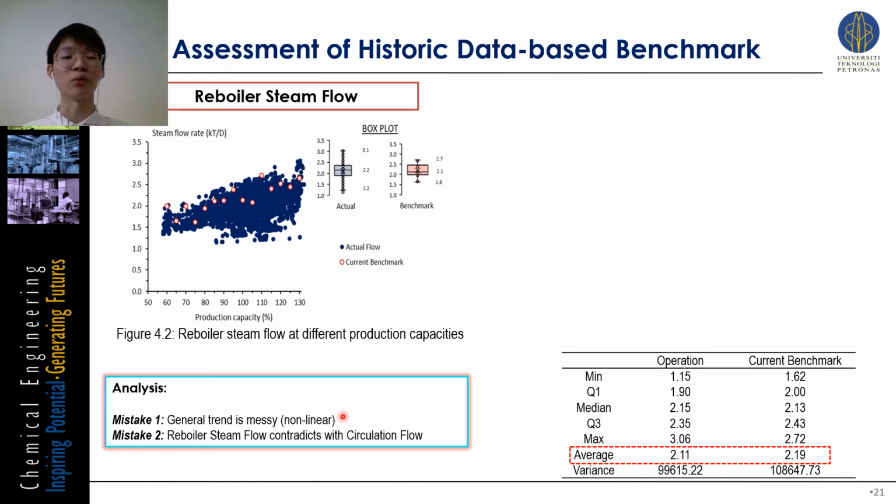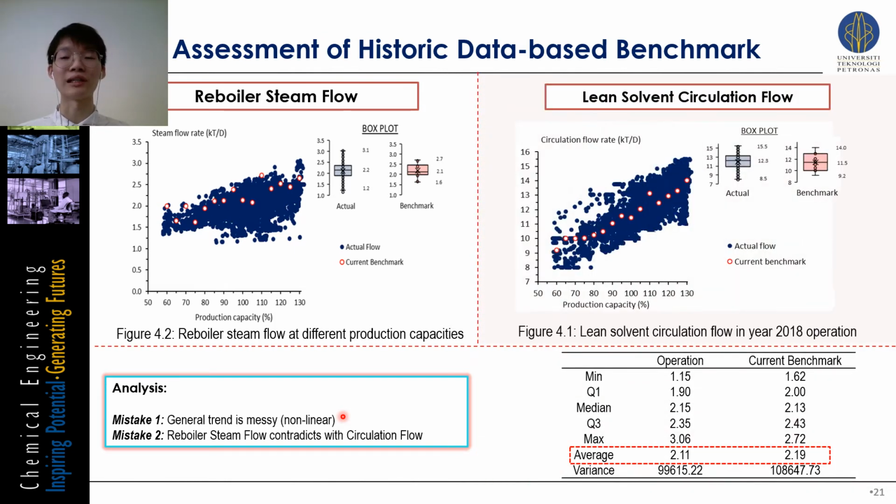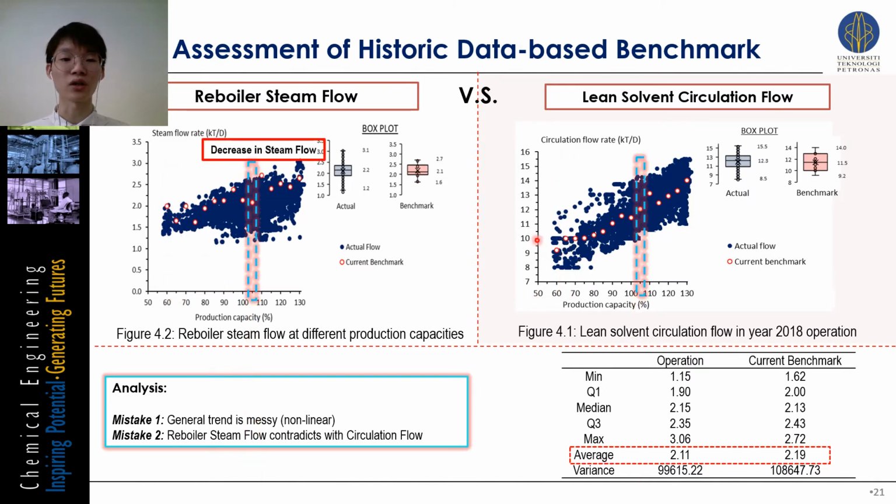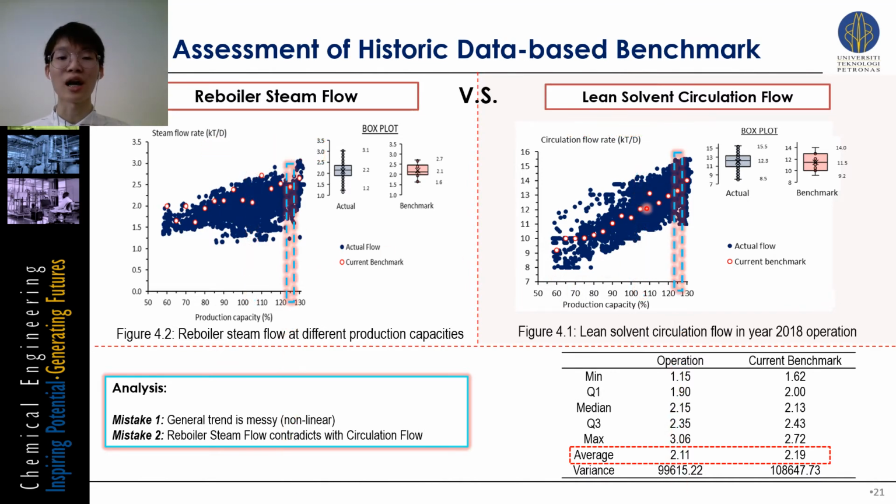Earlier, I've mentioned that the reboiler steam flow has a linear relationship with the circulation flow. So right now, why don't we make a comparison? So here I pulled out the lean solvent circulation flow, and it is determined that there is a mistake too, for which the reboiler steam flow contradicts with the circulation flow. How so? Let us see. This is the first point for which there is a decrease in the steam flow, but the circulation flow increases. Not only this point, here also the same thing, decrease in the steam flow, but there's an increase in the circulation flow. And the last point would be also the same, there's a decrease in the steam flow and there's an increase in the circulation flow.